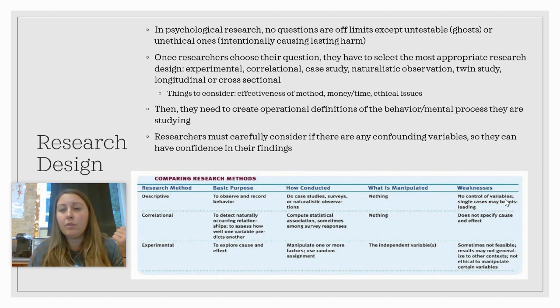First, they have to consider what's the most effective method to test the question I'm asking. Also, money and time is an issue for a lot of these, and then also ethical issues. After that, they will need to create some operational definitions of the mental or behavioral processes that they are looking to study. And they have to make sure that there are not any confounding variables, or that if there are, they control for those, which is why in experiments, we have to use random assignment so that we eliminate as much of a potential to have confounding variables.